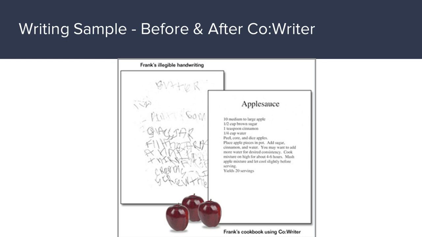Here's another example. This is Frank. Frank's handwriting was illegible to his teachers, his peers, and often his family. Throughout extended efforts of his teacher, Mrs. Dobson, and his speech pathologist, Frank used Co-Writer to create a recipe book for his family. Throughout his creative project, his teachers saw Frank's attitude shift from I can't to I can write. And now he has that I can write learning attitude.